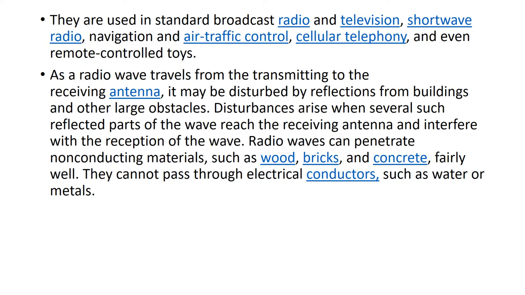As you all know, or as I taught you in the previous slide, radio waves always travel in a straight line. So there is some sort of transmitting and receiving devices required for the traveling of the radio wave. Radio waves always travel from the transmitting to the receiving antenna, and they may be disrupted when there are buildings or large objects in the path of the radio wave. After striking those objects, radio waves reflect in different directions and cause disturbance. This disturbance arises when several such reflected parts of the wave reach the receiving antenna and interfere with the reception of the wave.